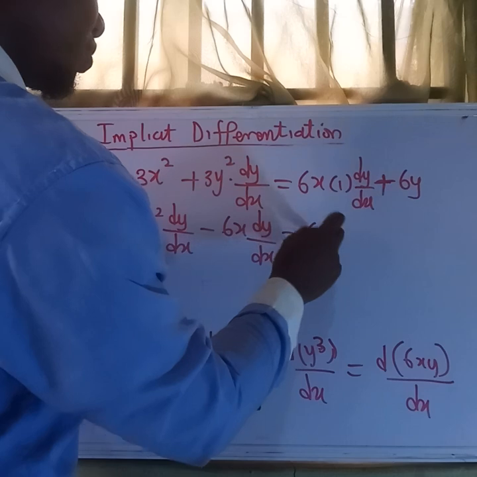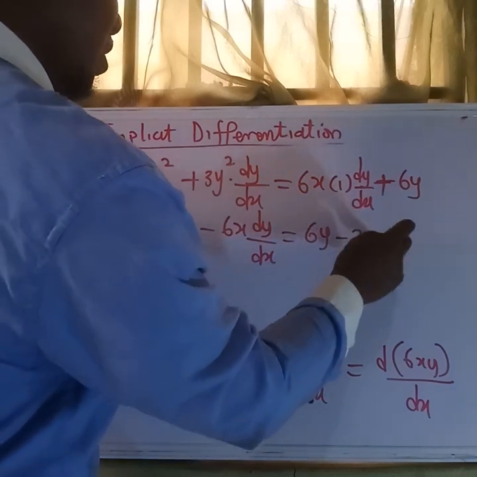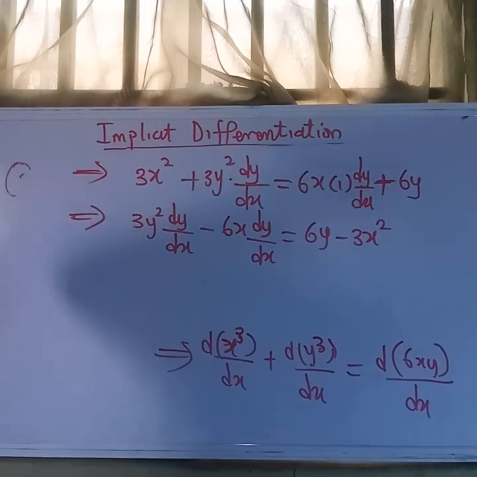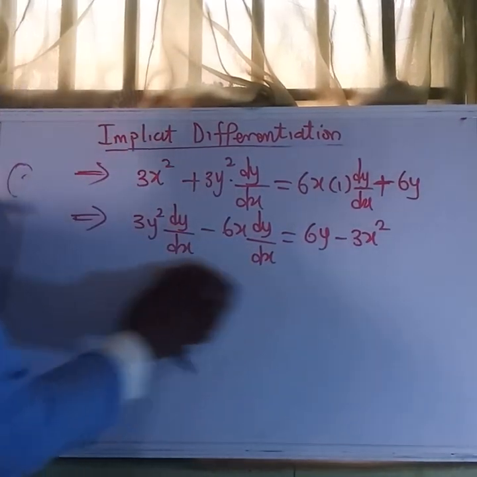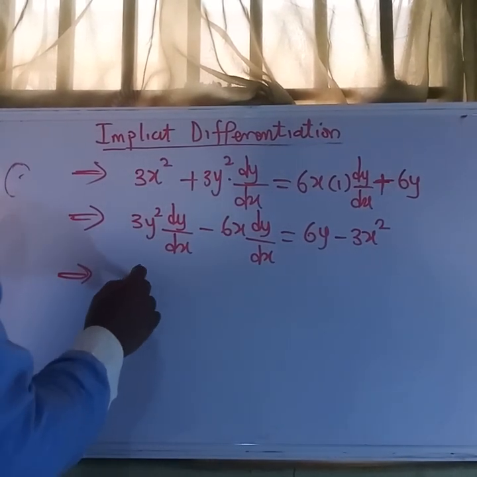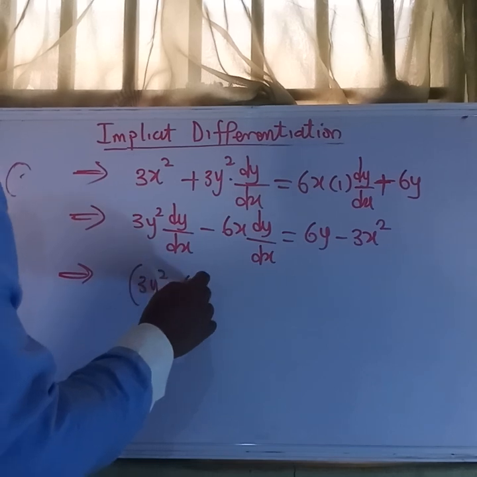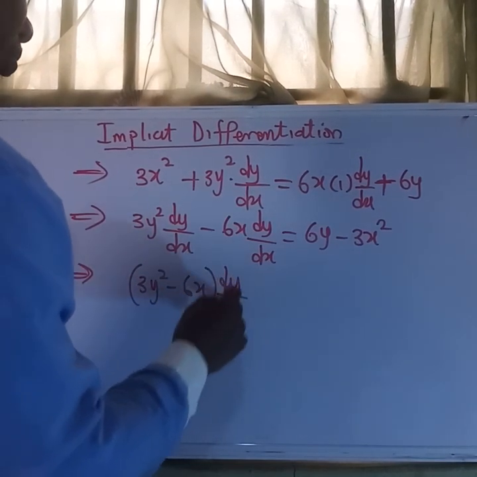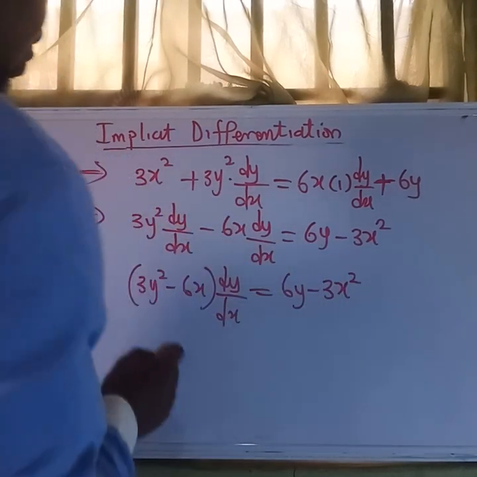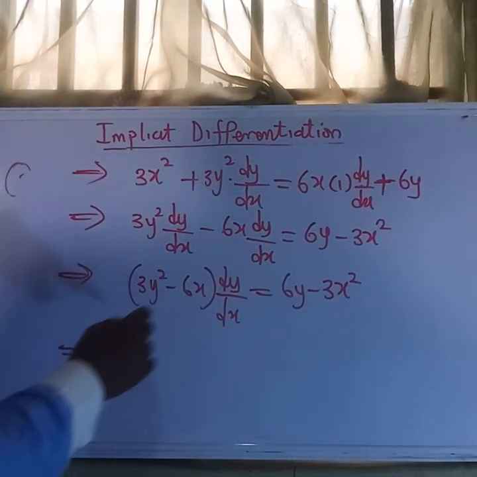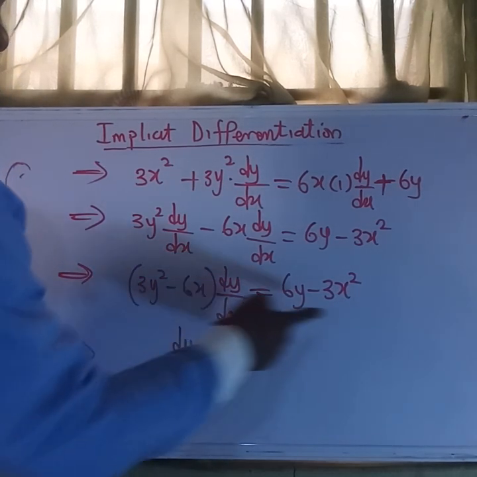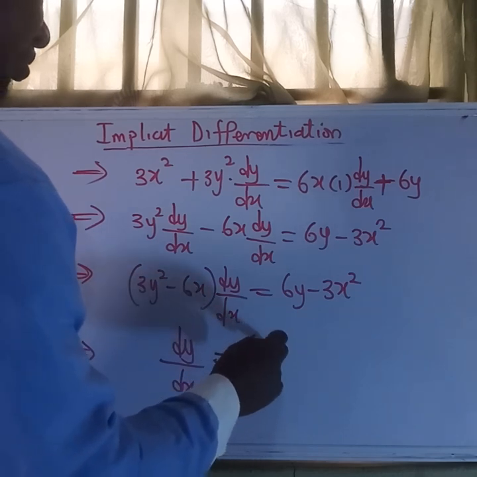Okay, equal to, we have 6y minus 3x squared. We are taking this 3x squared to the other side to get this. Now let's factor out the term dy/dx. The next thing is to divide both sides by the coefficient of dy/dx. We'll take this to the other side here. So we have this.